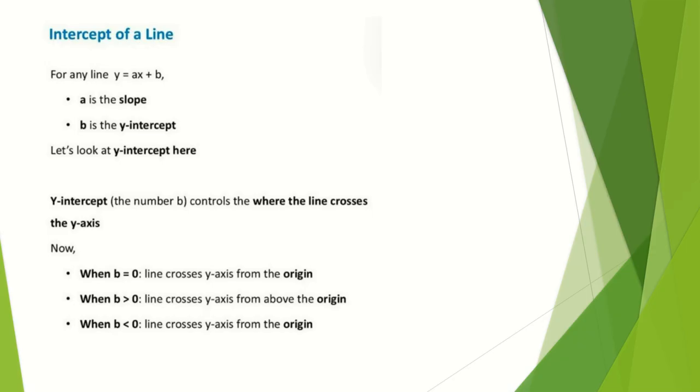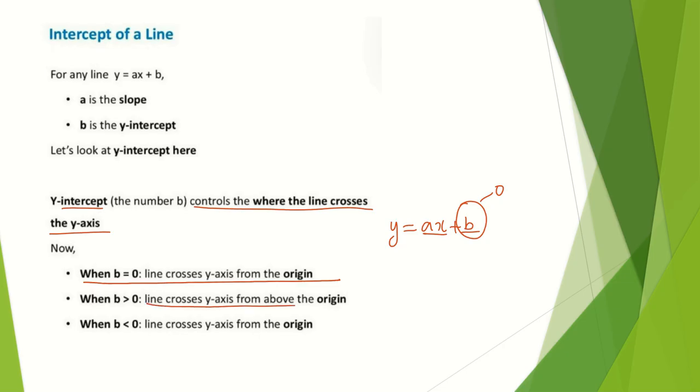As we said, the y-intercept is the point where the line cuts the y-axis. Now in a line like y = ax + b, if b is 0, we only have ax, which means the line crosses the y-axis at the origin. If b is greater than 0, the line crosses the y-axis above the origin, and if it is less than 0, it crosses the y-axis below the origin. This also you just hear for now. When you do the next example, it will be very clear for you. So we will move to the questions.